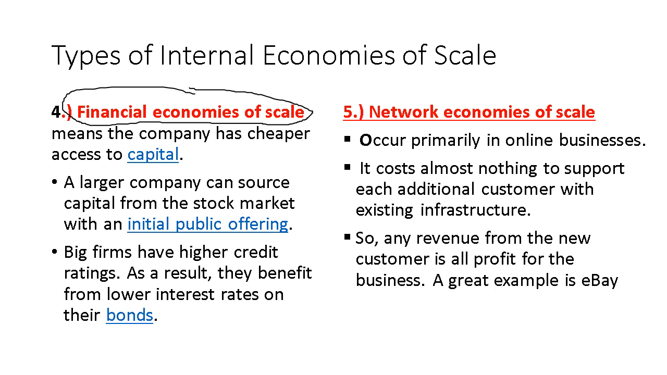And the last is the network economies of scale, and this is specifically for online businesses. Examples are eBay, Amazon, Lazada, because it costs almost nothing to support each additional consumer or customer with their existing network infrastructure. So revenues from a new customer are all profit for the business, and that is again intrinsic to the company.